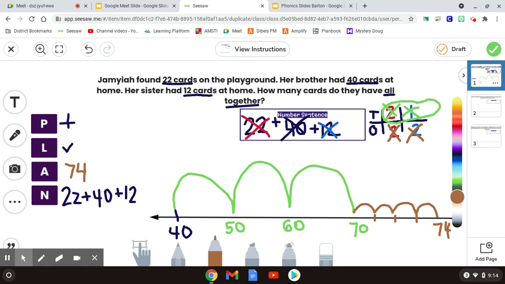74 cards. When I'm adding these numbers, I know it can be a lot of steps. Just remember to keep doing it the same way every time and you won't run into any trouble. Remember to write that number sentence and make sure that you're breaking up your tens and ones. Remember to draw on the number line the correct way. Make sure that you're doing it on here. Don't just write random numbers, okay? So that is math for today.